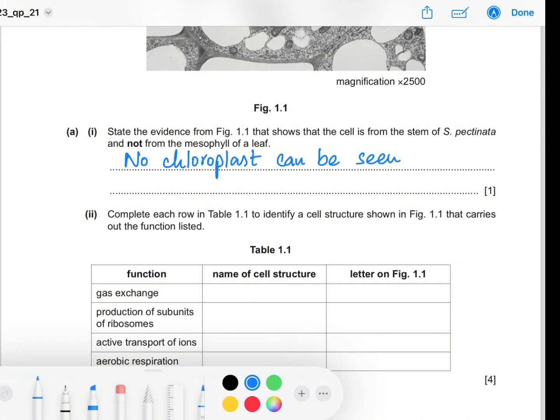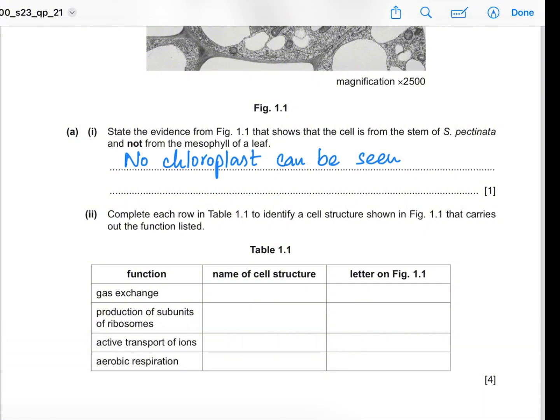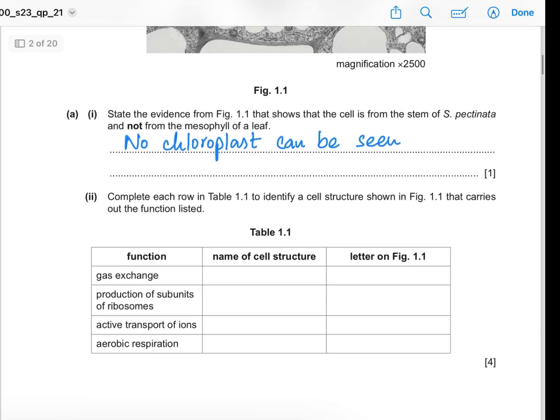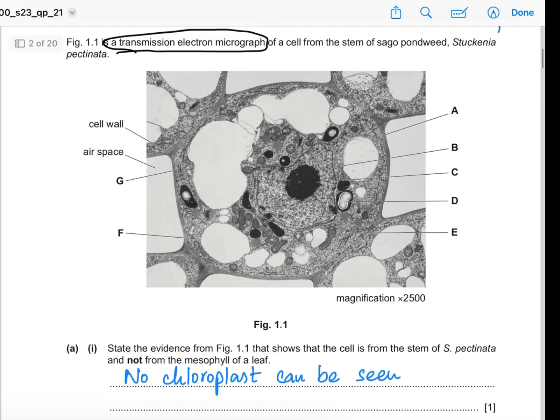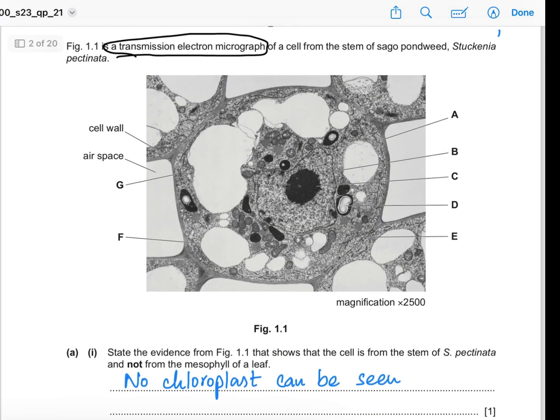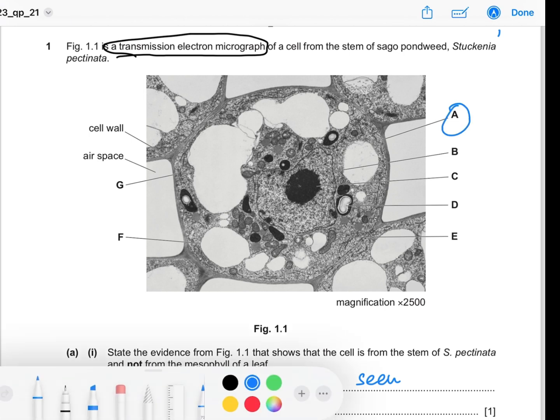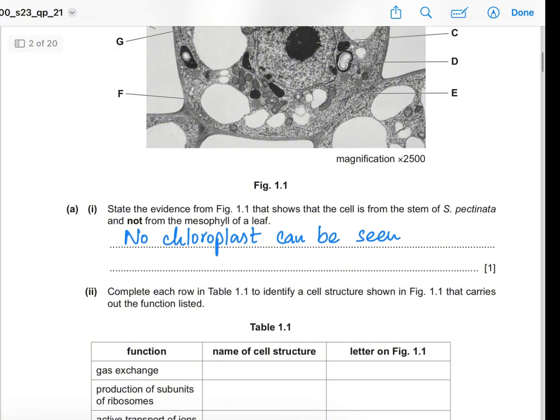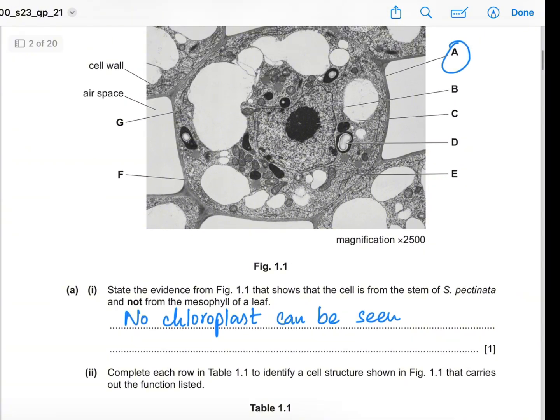Part 2, complete each row in table 1.1 to identify a cell structure shown in figure 1.1 that carries out the function listed. So gas exchange occurs through the cell surface membrane. Now here you can identify the cell surface membrane for that. After that, you have the production of subunits of ribosomes. Those are produced by the nucleolus, which is this over here.